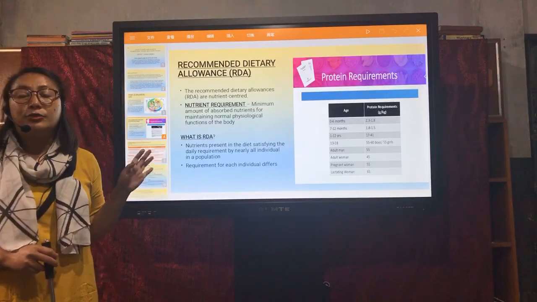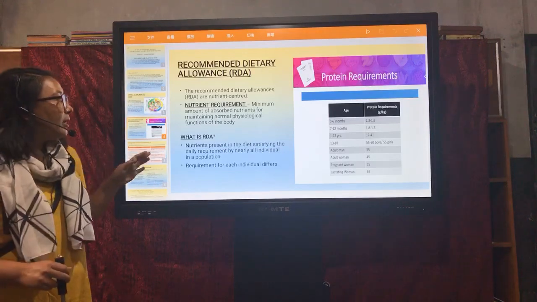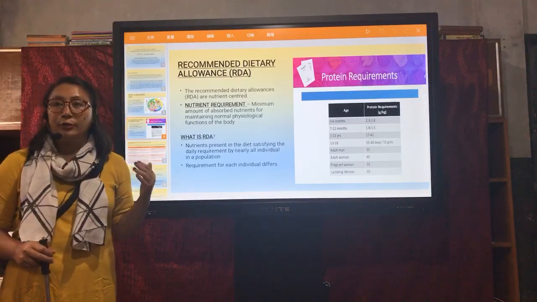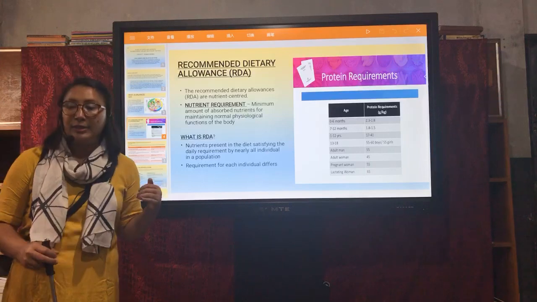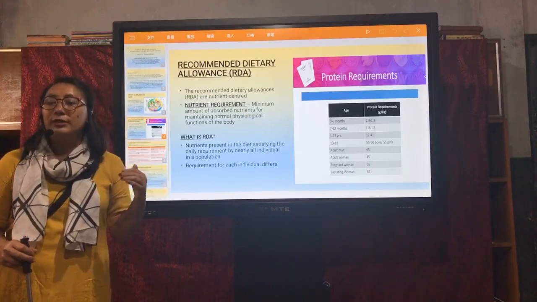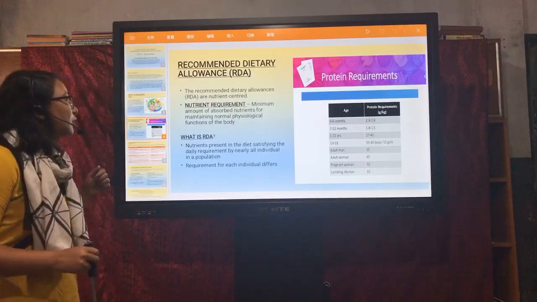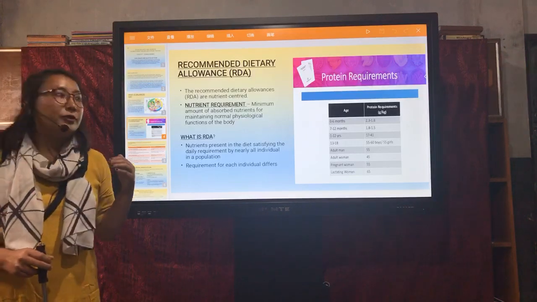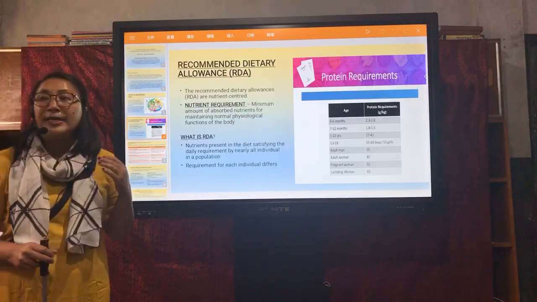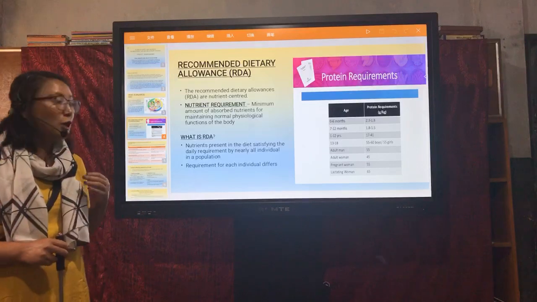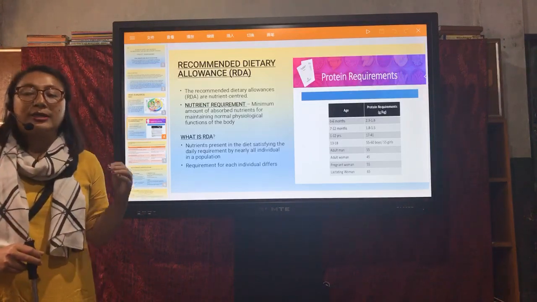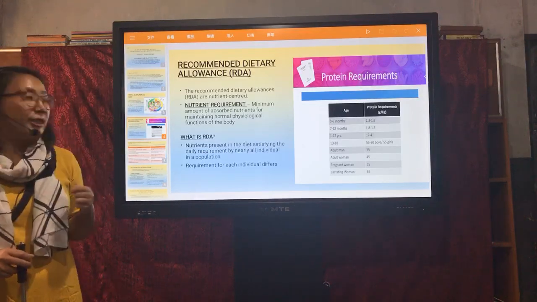So it is a nutrient-based approach where we need to know the nutrient value of the food items that is present in the food and how much of nutrient is required by a person. So the minimum amount of the absorbed nutrients for maintaining the normal physiological functions of the body is the amount of nutrient that is required by each individual.